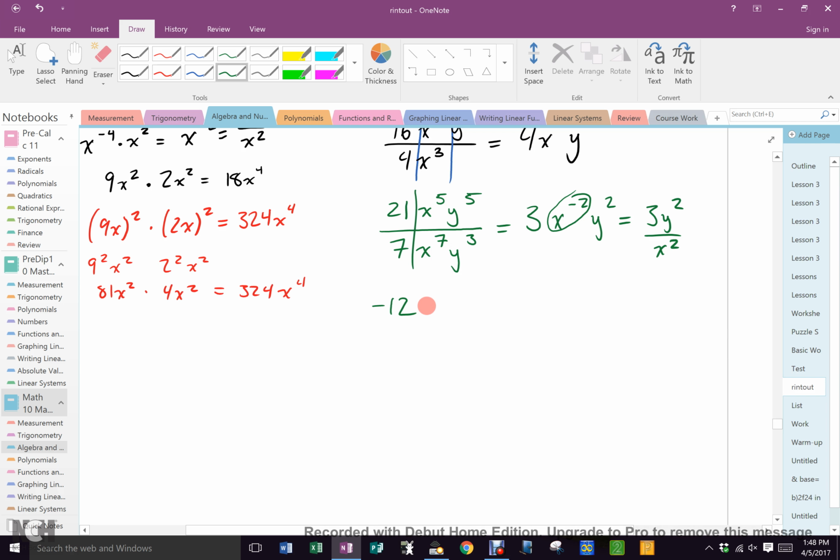12x to the 6th, y to the 4 over 16x to the negative 6, y to the negative 3. That's as hard as we're going to do today.